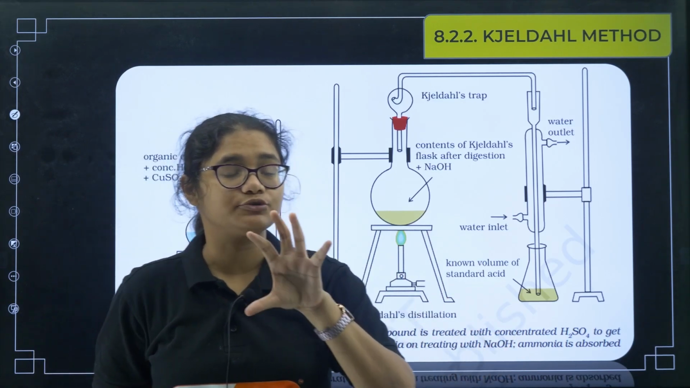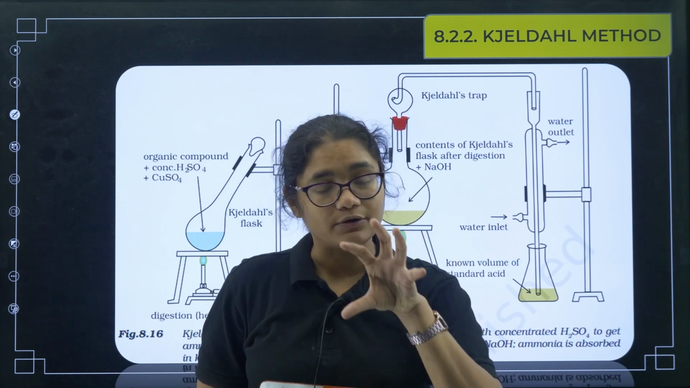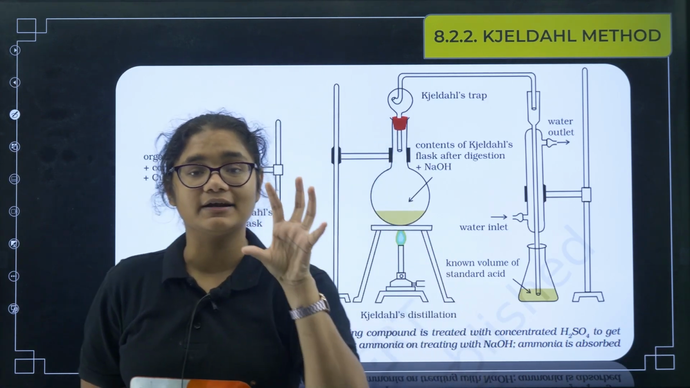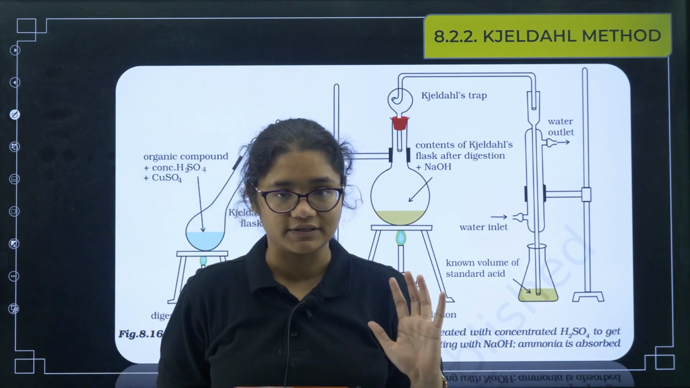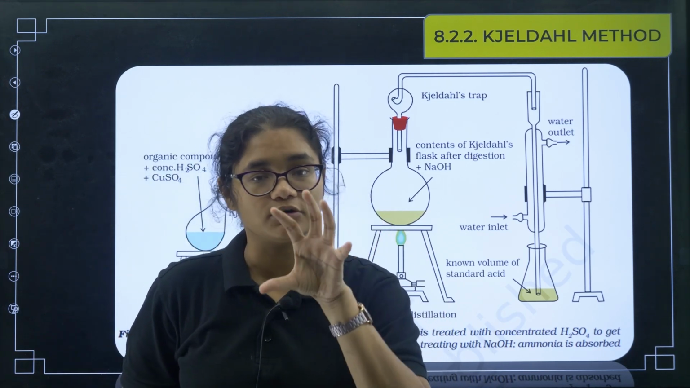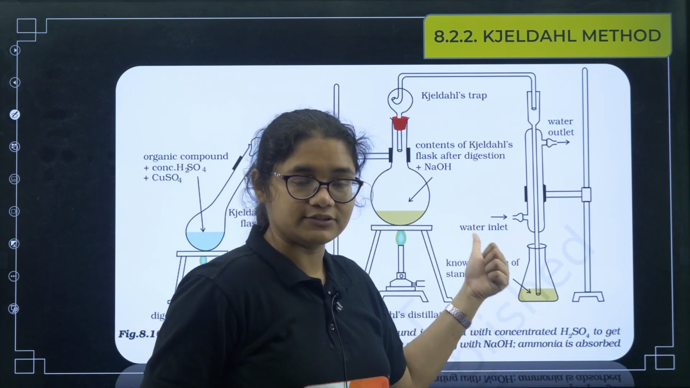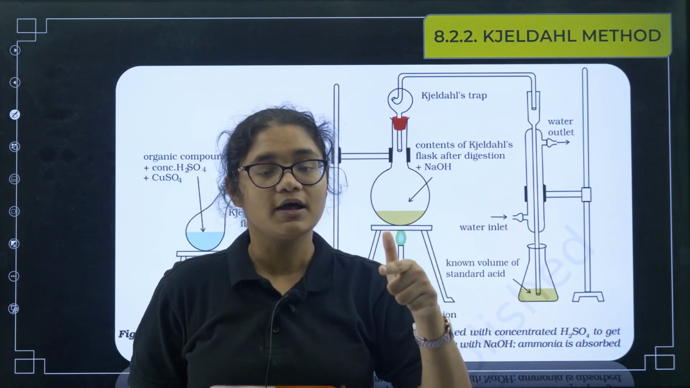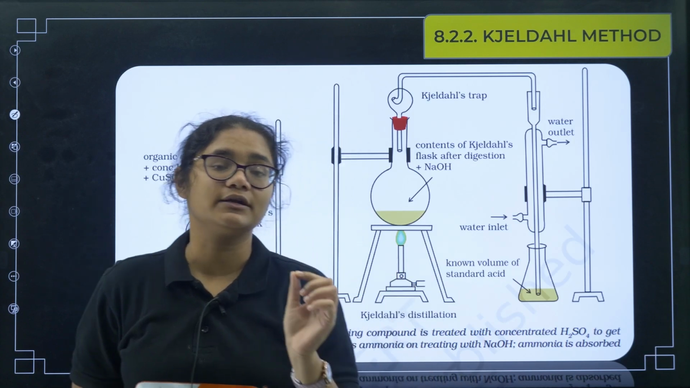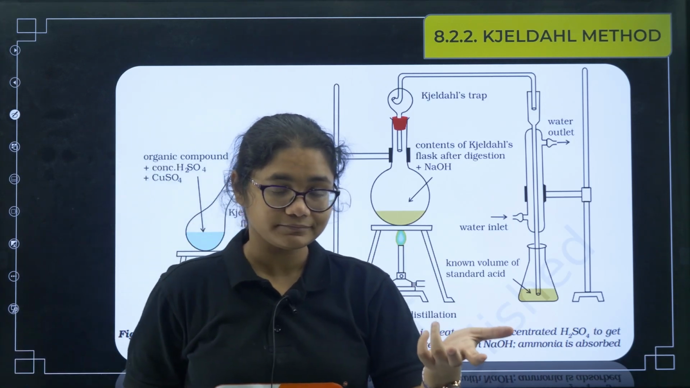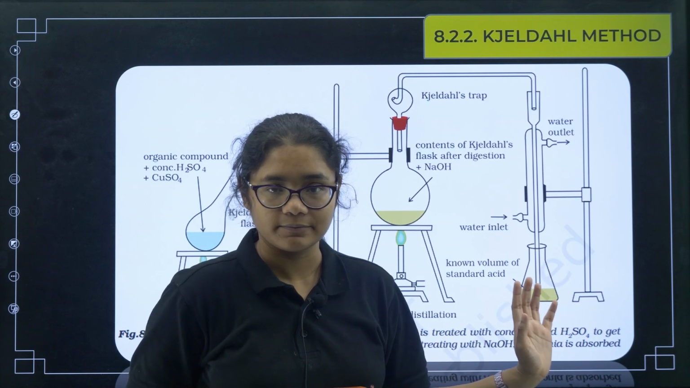Some amount of H2SO4 will remain unreacted. To calculate that remaining unreacted H2SO4, you have to titrate it again with sodium hydroxide. So you will know how much H2SO4 did not react. You had the total volume of H2SO4, and you got the volume of H2SO4 that did not react. If you subtract these two, we can calculate the amount of H2SO4 that actually reacted with the ammonia formed here, right?